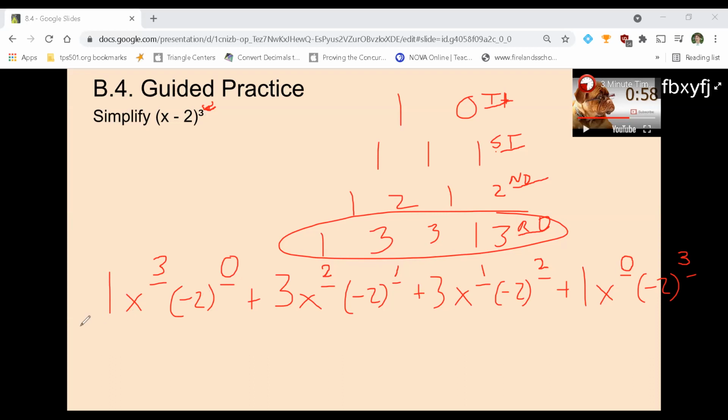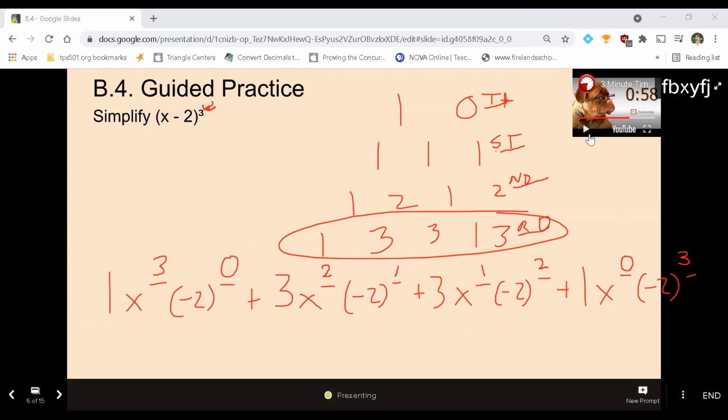And then the last thing you just got to tell me is, simplify each of these. What is 1 times x to the third times negative 2 to the 0? What is 3x squared times negative 2 to the first? What is 3x times negative 2 squared? What is 1 times x to the 0 times negative 2 cubed? You can use your calculator for the last part. Just tell me what those actually multiply out to be.